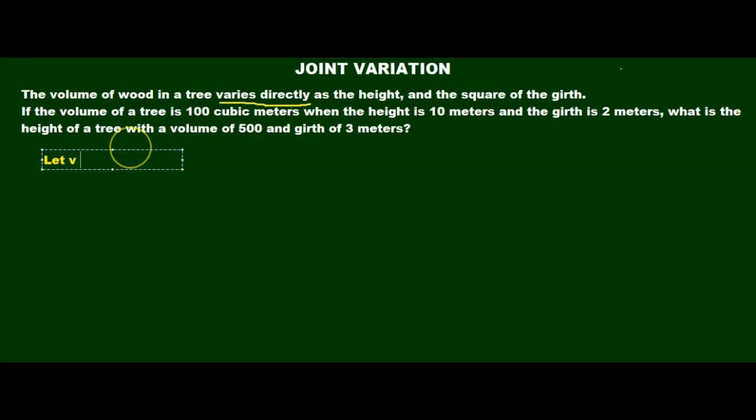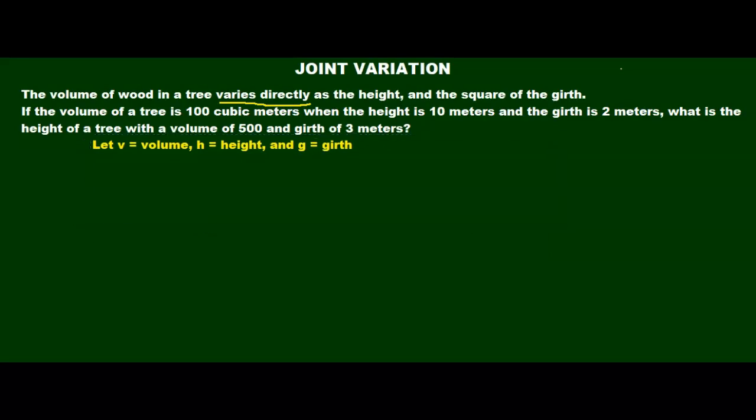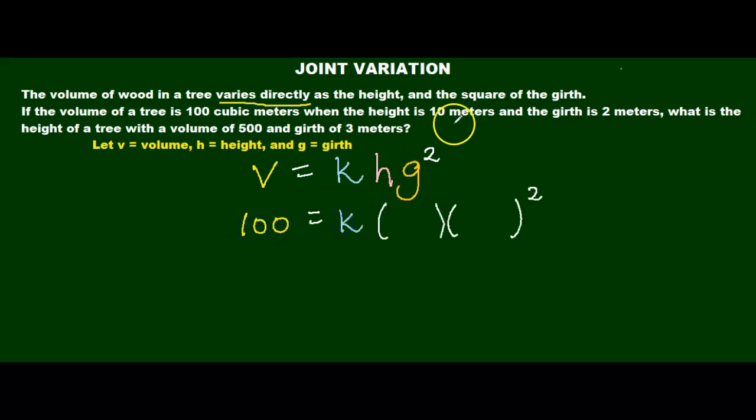Let V equal volume, H equal height, and G equal girth. Those are the three variables that they've given us. They gave us that the volume varies directly, so we're going to write our V first. Equals, we don't know what our K is, so I'm going to write K, H, G, and it's the square of G, so it's G squared. Now I'm going to plug in my values. V is 100, we don't know our K, our H is 10, and our G is 2.